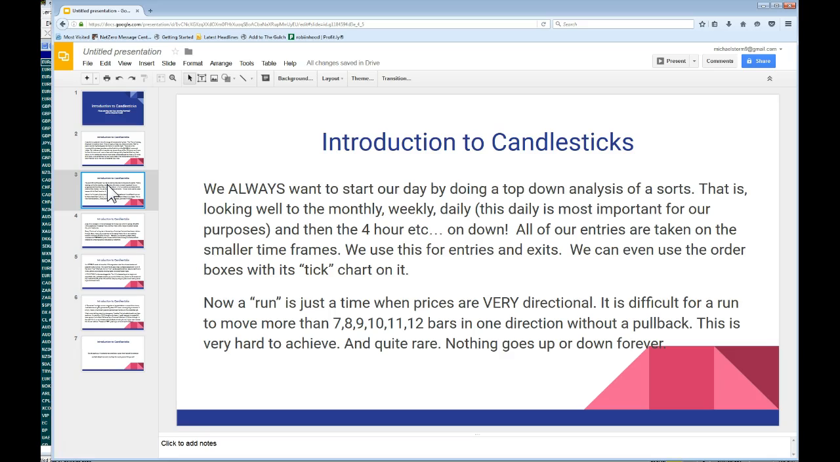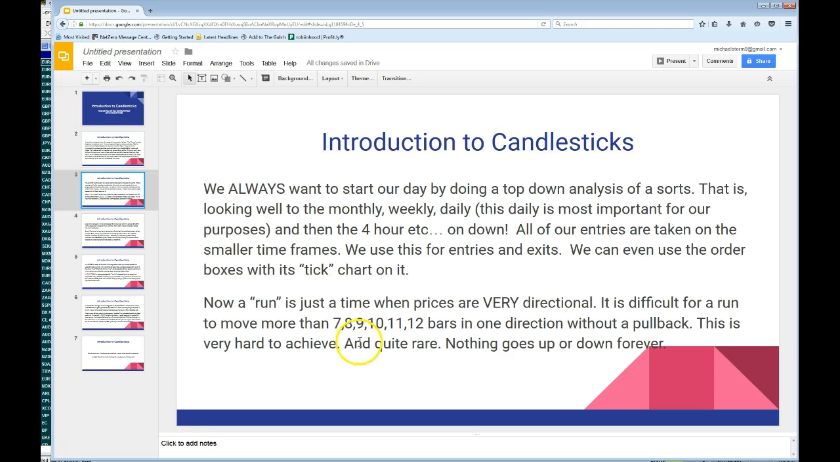Okay. Now a run is just a time when prices are very, very directional. It's one way. It's a one-way street. It's difficult for a run to move more than, say, 7 or 8 or 9 or 10 bars. You can't tell what a run's going to do. I mean, it could do 7 bars, 8 bars, quit, or 9, 10, 11, 12. I don't know how many, but the more bars it goes, the closer you are to stopping. In one direction, it can't normally do that without having a pullback. It's very hard to achieve, and it's very rare.